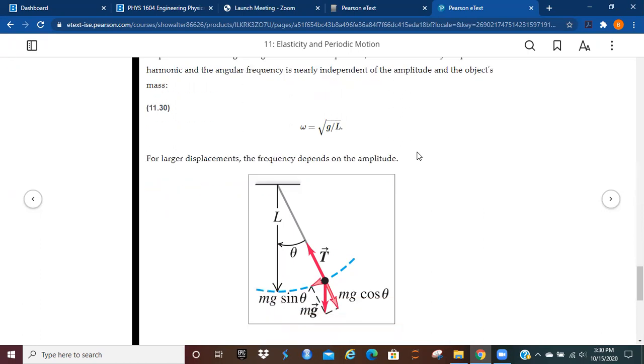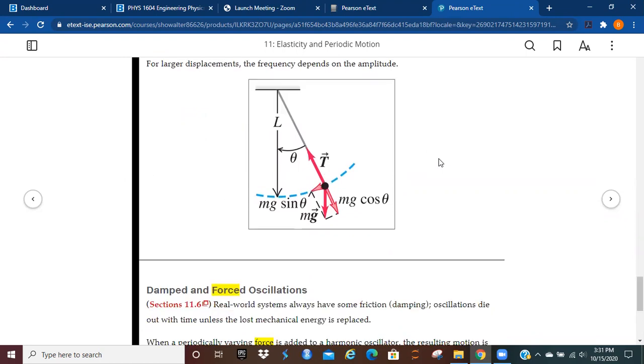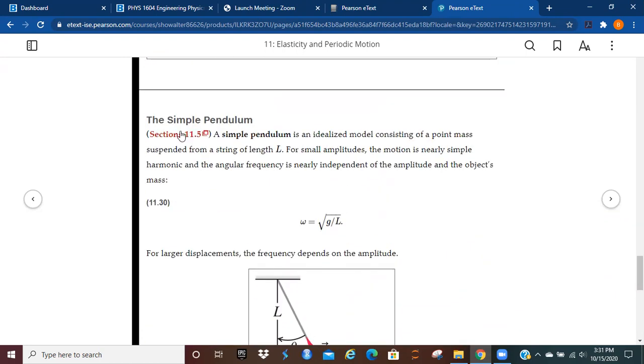For larger displacements, the frequency depends on the amplitude. So depending on how far out you bring this, it is going to make this depend upon the amplitude. So let's take a look at this more closely.